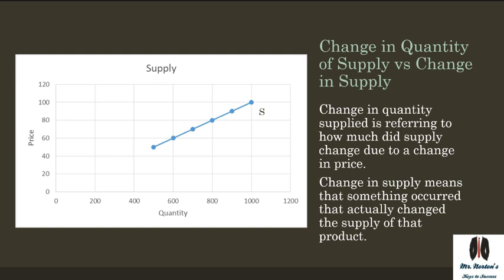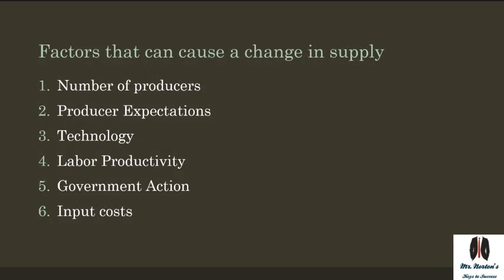We know that basically a change in supply is going to create a brand new supply curve, just as a change in demand caused basically an entirely new demand curve. So let's see the 6 factors that can cause a change in supply. Those are going to be the number of producers, producer expectations, which actually works very similar to consumer expectations, technology, labor productivity, government action, and input costs. Let's go ahead and take a look at the first one.